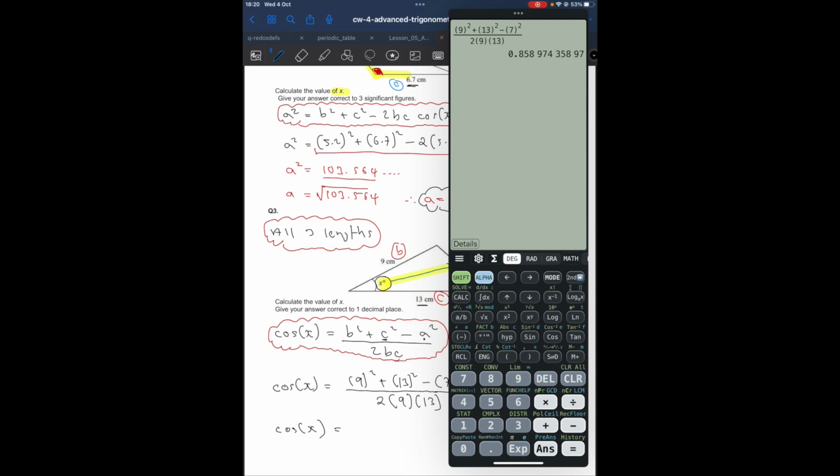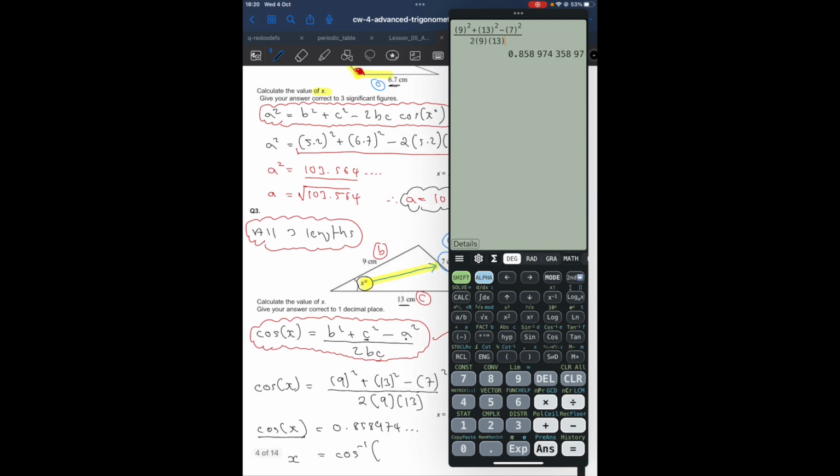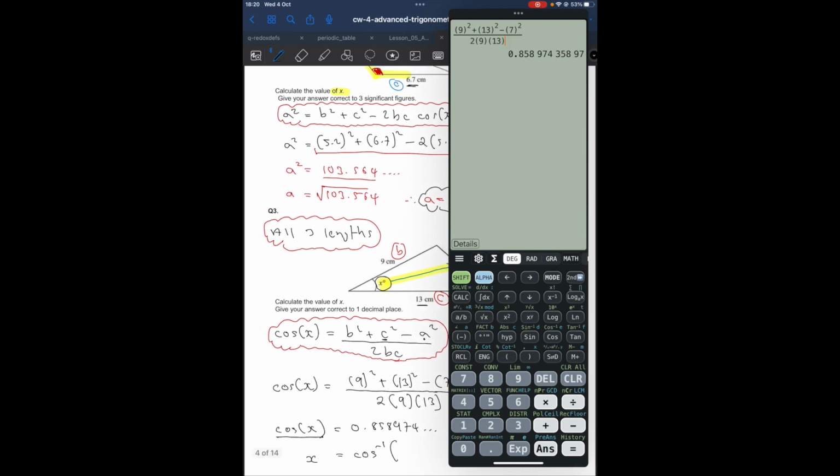We get a value of 0.858974, and that is the value of cos x. It may look like it's incorrect because it's a decimal, but what you need to remember is that what you just worked out is the value for cos x. To get x, you then have to take the inverse cos of that answer. So that's the bit that you have to remember.